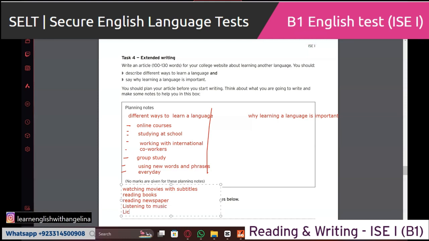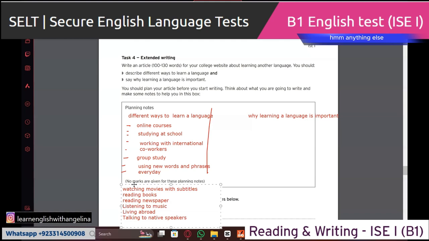Living abroad. Talking to native speakers, right? More. Anything else? I think this would be enough to complete it, right? If you still want to add more, think about it. What are the other ways you use?